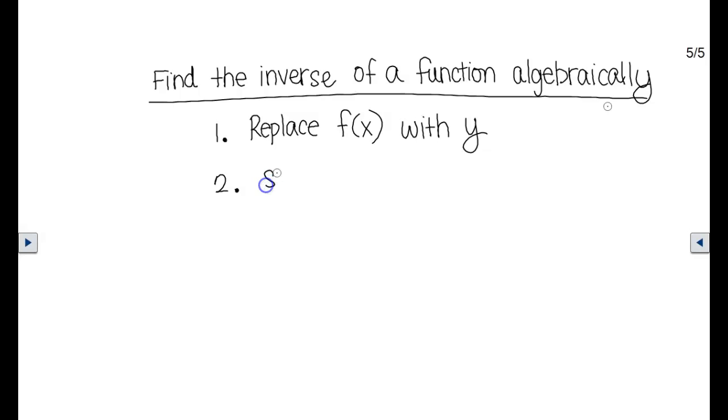is to do exactly what an inverse wants you to do. An inverse switches the x and the y. It reverses the input and the output. So what you're going to do for step 2 is switch the x and y variables. And again, you're going to do that because this is what an inverse's job is. An inverse's job is to switch those 2 variables, to switch the input and the output. Now, that will give you a new equation.